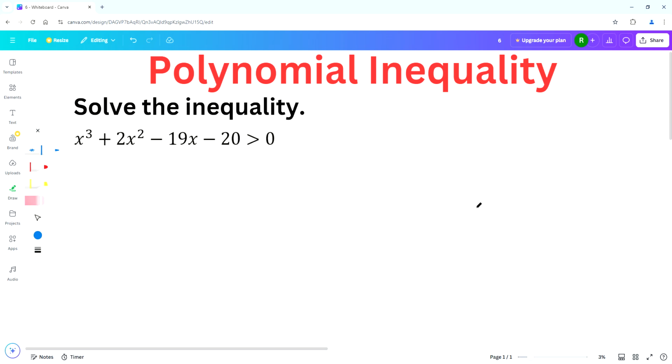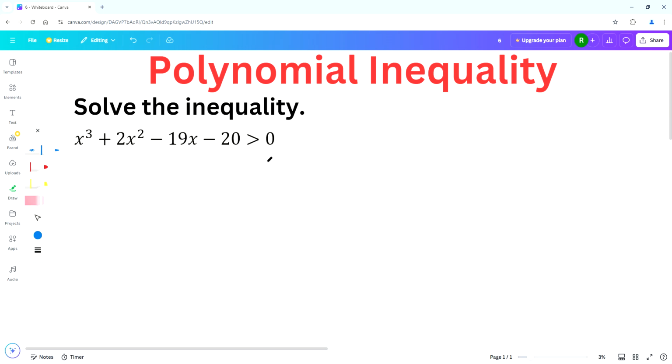In this video, we'll solve a polynomial inequality. The inequality is x cubed plus 2x squared minus 19x minus 20 greater than 0. This is a cubic inequality. We have to find the value of x for which this cubic polynomial is greater than 0.